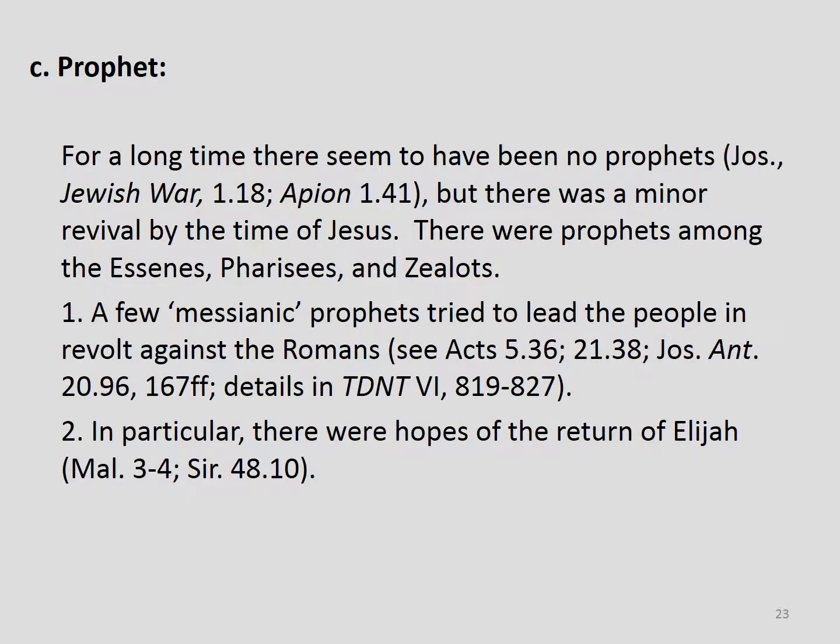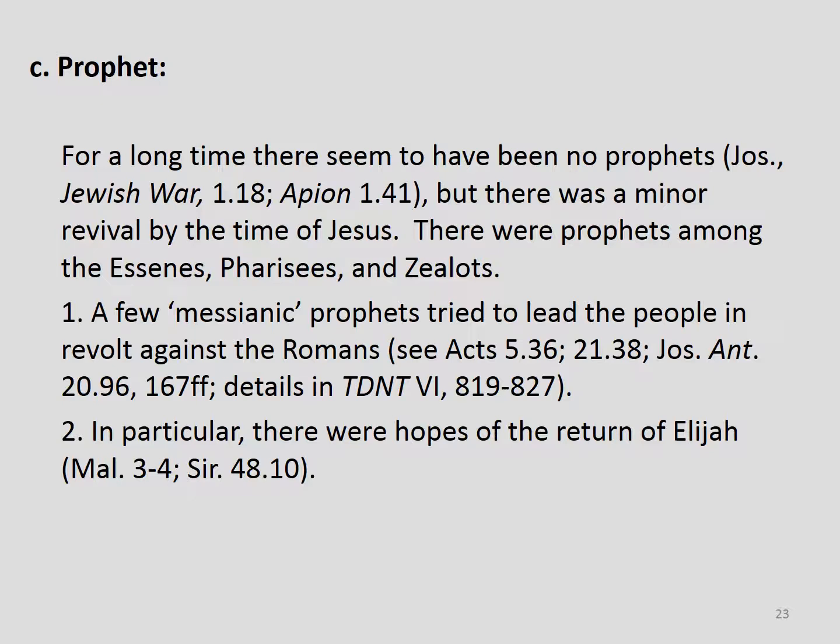And the idea of a prophet is also found elsewhere in Judaism. One who would come. And it is especially poignant, as it were, in the first century, because for a long time there seemed to have been no prophets, as Josephus suggests, in Jewish War and in Against Apion. But there was a minor revival by the time of Jesus. There were prophets among the Essenes, Pharisees, and Zealots. A few messianic prophets tried to lead the people in revolt against the Romans.